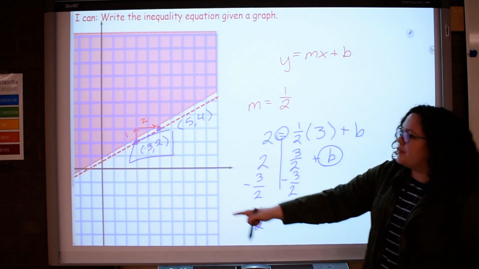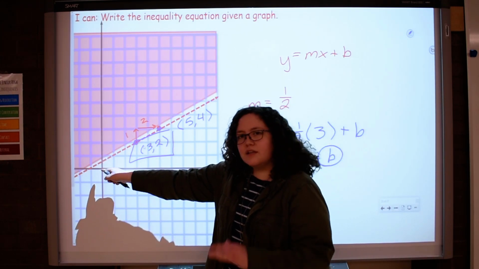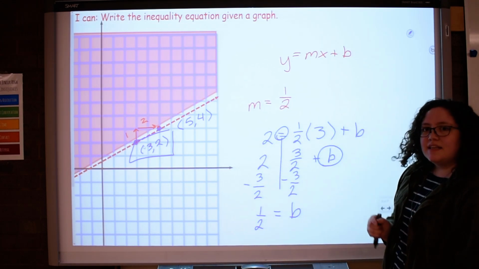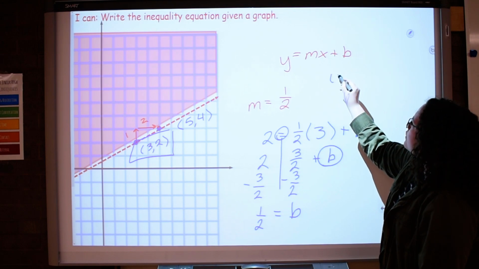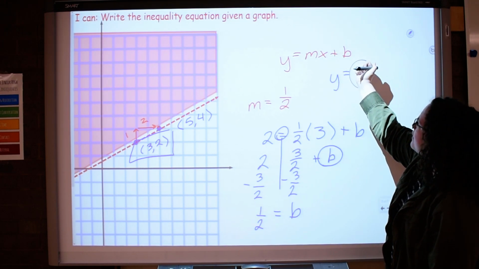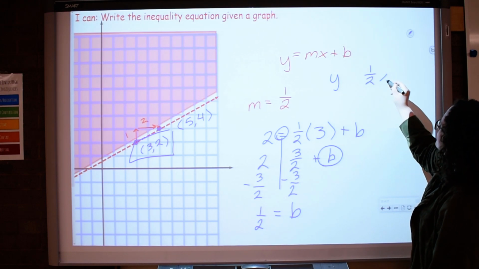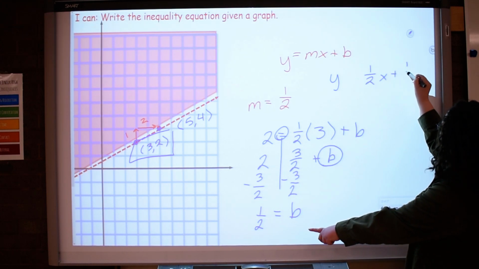And that checks out because our intercept looks like it crosses a little bit above 0, but not quite at 1. Excellent. So now let's just go back to this and build it from there. y equals, wait a second, we're not going to use equals. 1/2 x plus the 1/2 that we got from down here.